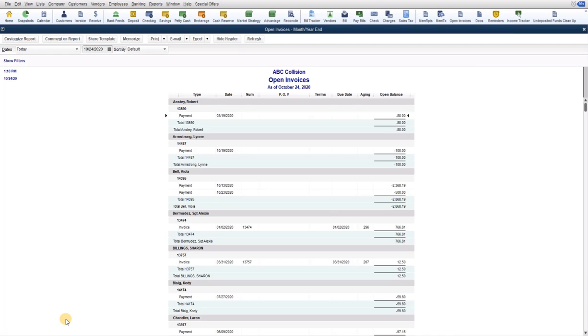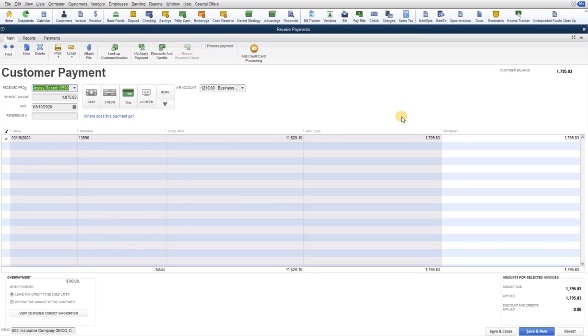Okay, looking at the open invoice report, we have this first one. It says minus $80. Let me give you a couple of little hints. If you double click the payment, we'll see that the total payment was for $1,875.83, and that's what caused it to be an overpayment of $80.